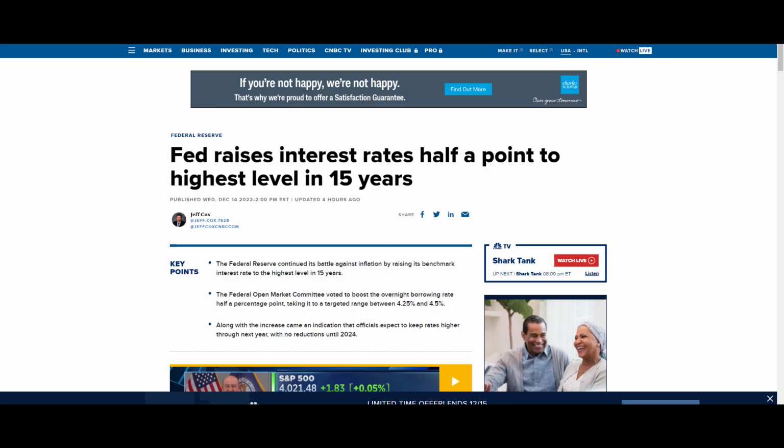So as expected today, the Fed raised rates another 50 basis points, so that we are at the highest levels we've seen in interest rates in 15 years. Now, if you look at any article on the internet or follow the talking heads, you'll see a breakdown of a few key things.